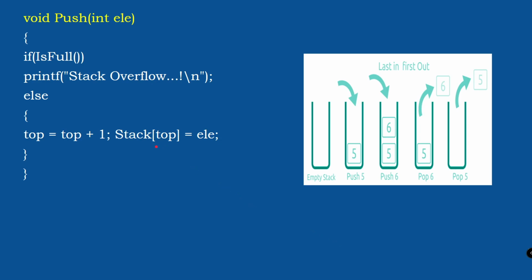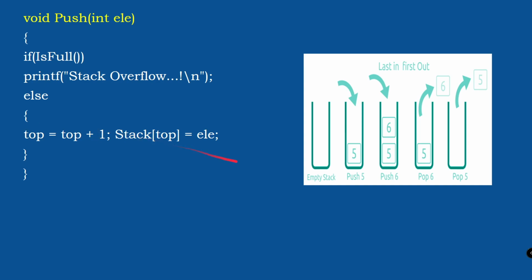Okay, now next is the push function. What to push? You have to push an element. So push of int comma ELE. What is ELE? ELE is the element that we got from the main function. So it will check if is full. That means if the stack is full, then we cannot push an element on the stack. At that time the system will say stack overflow. The stack is already full, I cannot add more elements. That way the system will respond. Else top is equal to top plus 1.